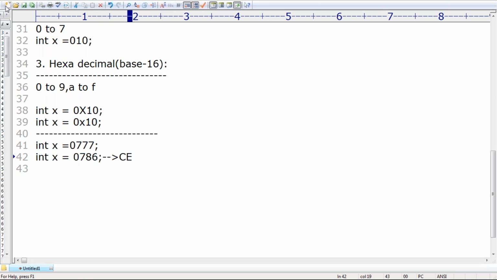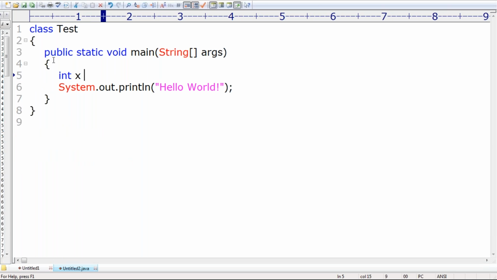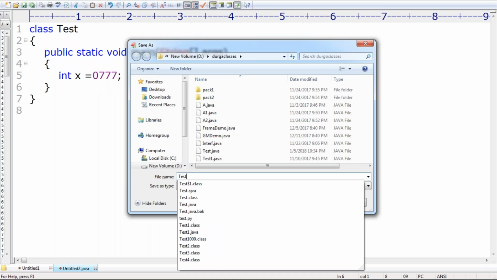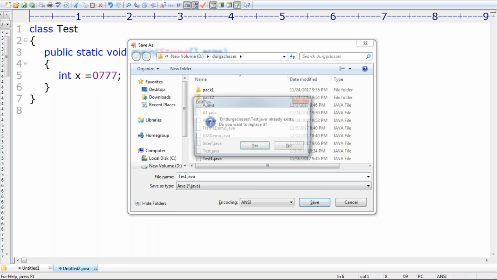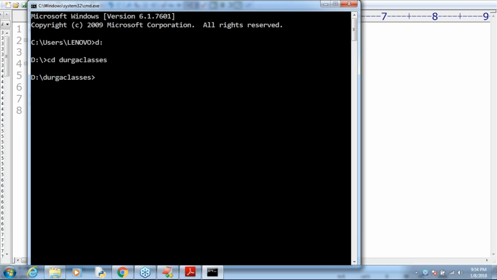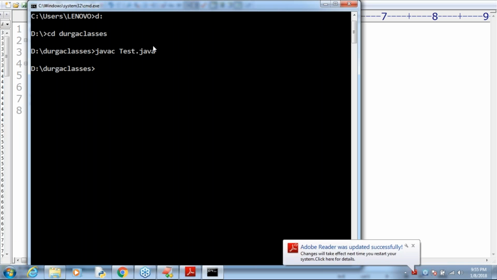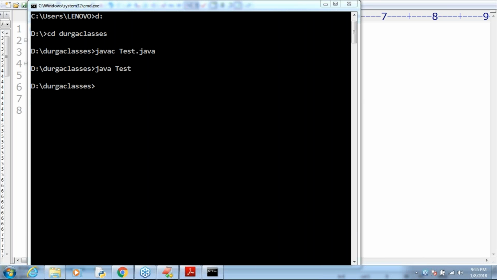Have a look. Anyway, you people are already aware, I'm not talking much about this one. int x = 0777. Can you tell, is it valid or not? Perfectly valid. In the D drive, Durga classes folder, I'm saving this code. Let me go to the command prompt. javac Test.java. Perfectly valid, no problem at all. The code compiles fine and runs fine. Clear?